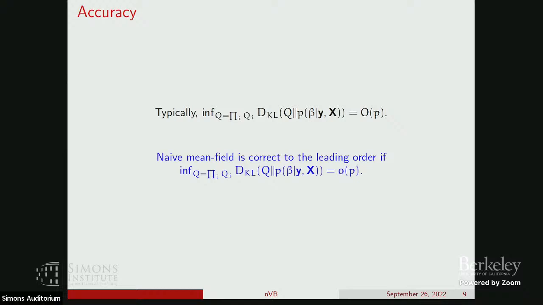So we'll say that this naive mean field is actually correct to leading order if this infimum is little o. This is precisely what I will mean through the subsequent discussion whenever I say that this discrepancy is small, that the mean field is actually a good approximation. So what I will mean throughout is that there is some sequence of Qs such that the KL divergence is just little o. It goes beyond the first order of approximation.